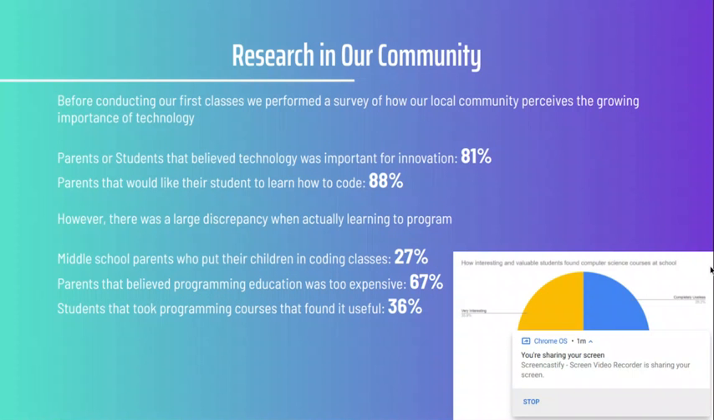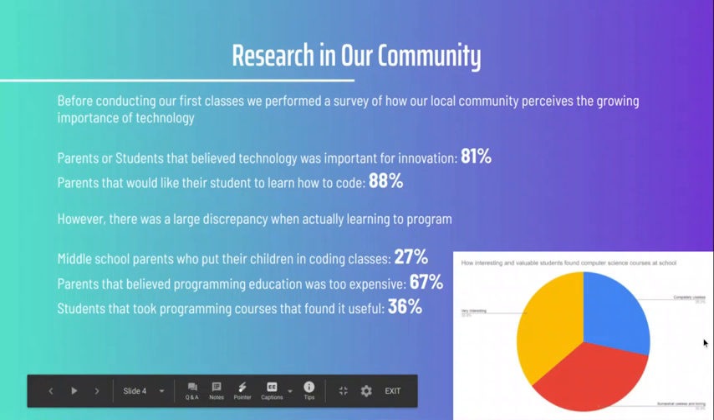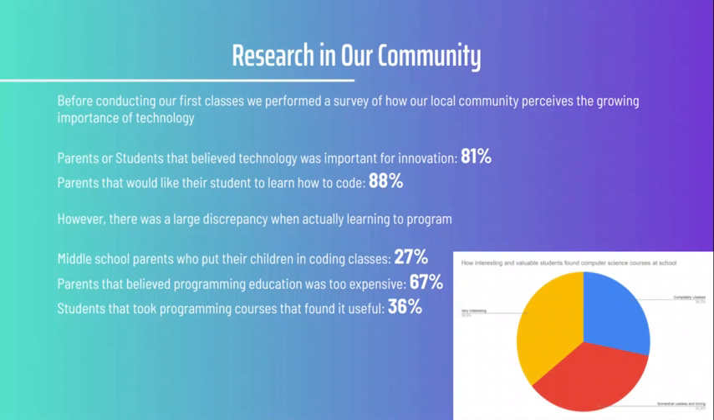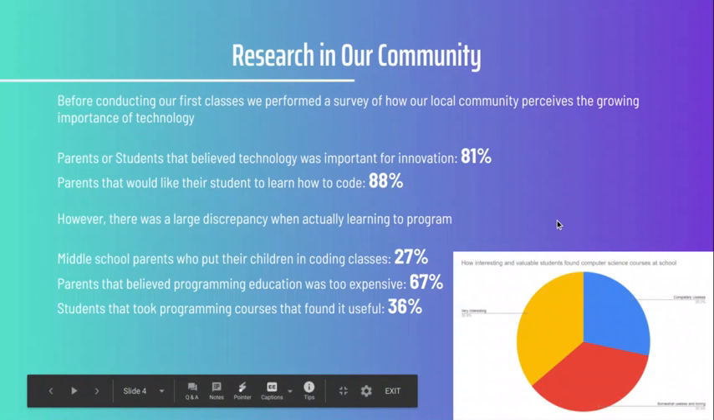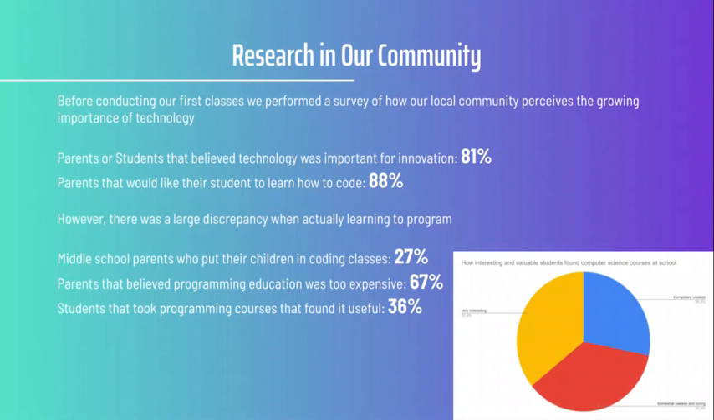So before we started our project, we conducted research within our own community. And what we found was that 81% of parents and students in our community believed that technology was important in innovation. And on top of that, 88% of parents in our community also wanted their students to learn to code. The issue, however, was that there was a large discrepancy between what the parents wanted and what was actually happening. We found that only 27% of middle school parents actually enrolled their children in coding classes.